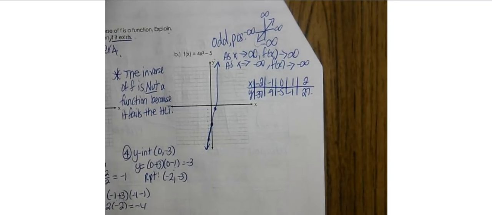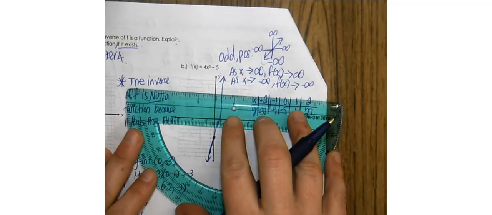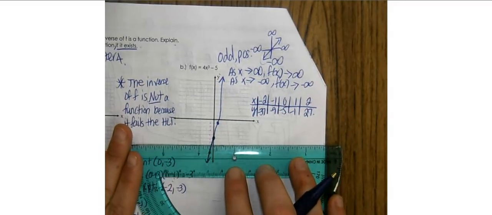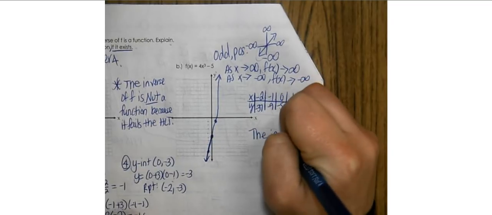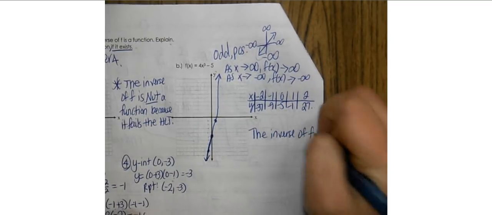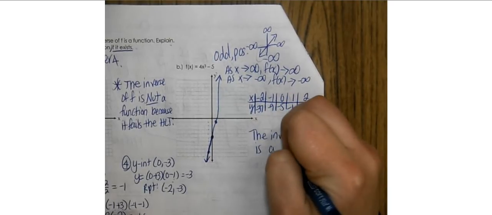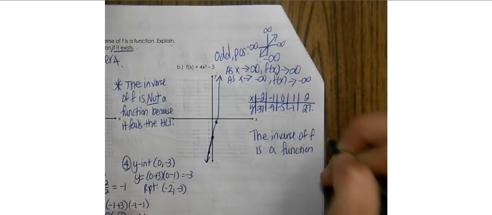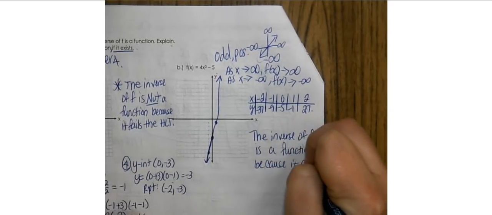Okay, let's look at our horizontal line. Clearly, a horizontal line will only cross at one point at a time. So we would say that the inverse of f is a function because it passes the horizontal line test.